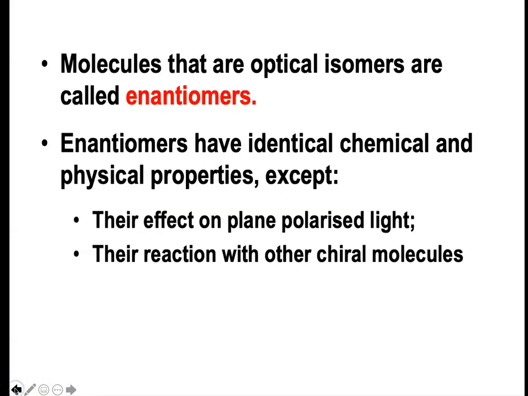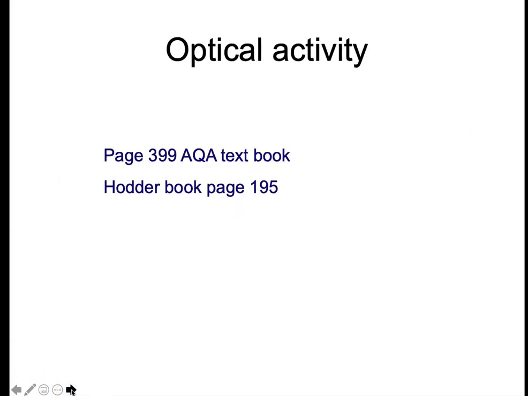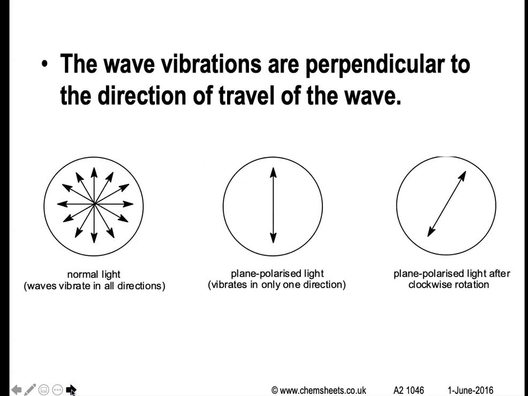And let's just go back slightly. A key point, then: enantiomers have identical chemical and physical properties. The only difference is their effect on plane polarized light. They rotate that in opposite directions. Okay, moving on then into what do we mean by optical activity. Those references are to some textbooks which we normally give in my school. So now let's look at what plane polarized light means.